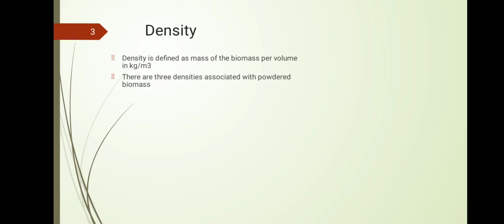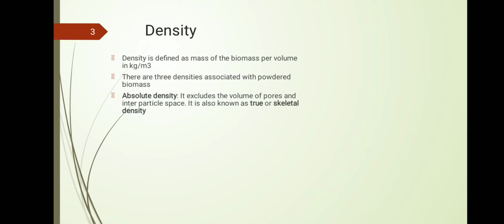The first one is absolute density. So what is absolute density? It excludes the volume of pores and interparticular space. If you are not considering the volume of the pores and also other interparticular space, it will be the absolute density, and it is the true density. This is very difficult to determine. We have to use a scanning electron microscope or some other costlier equipment, because we have to avoid all the interparticular space and pores, etc. So this is absolute density.